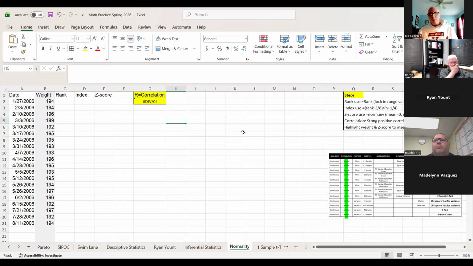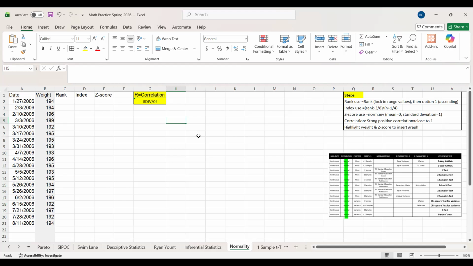Well, is there a correlation? Is this data closely correlated to a perfect bell-shaped curve, like my weight, for example, right? So here's the steps. This is the homework. First thing we're going to look at, here's the data. First column is rank. And what we're going to use is a function called equals rank.